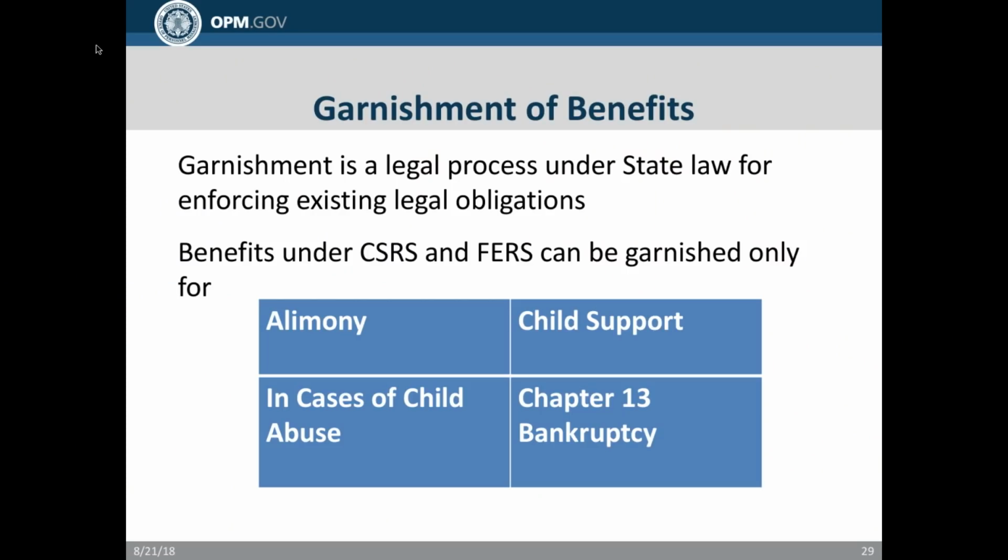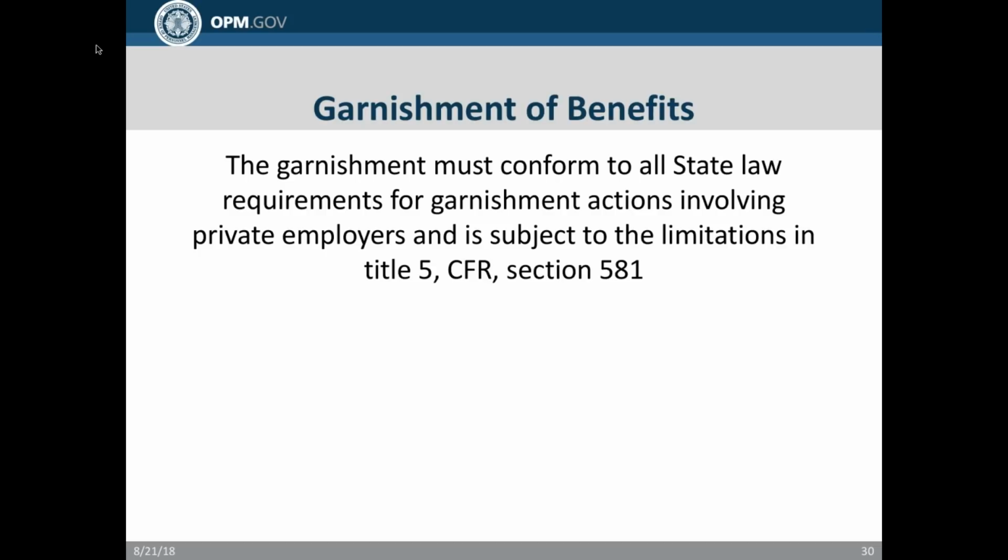Garnishment of benefits. Garnishment is a legal process under state law for enforcing existing legal obligations. Benefits under CSRS and FERS can be garnished only for alimony, child support, in cases of child abuse, and Chapter 13 bankruptcy. These are the only times that the annuity can be garnished. The garnishment must conform to all state law requirements for garnishment actions involving private employers and is subject to the limitations in Title 5 CFR Section 581.